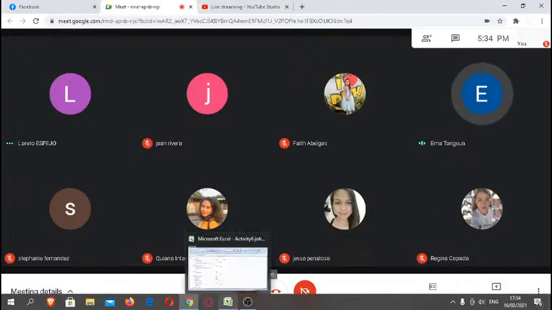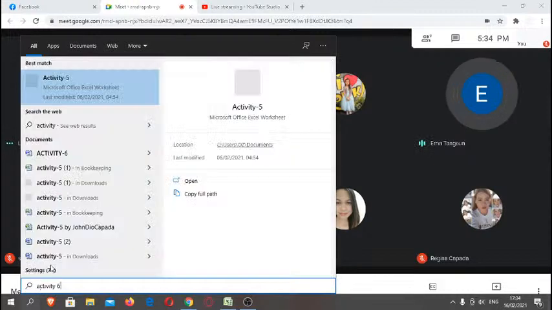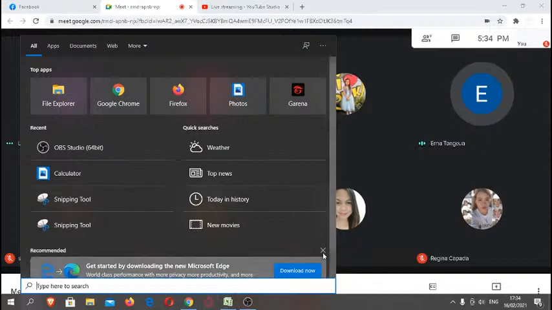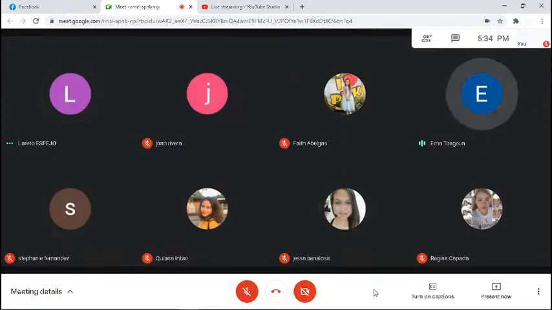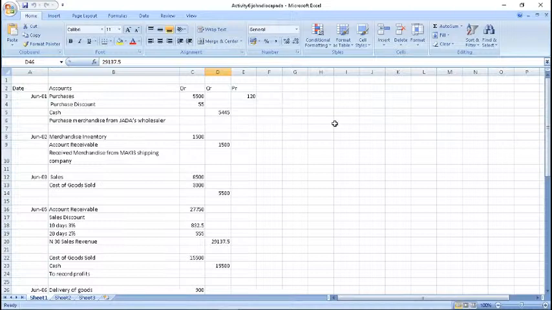Pasahin ko ba, sir? June 1, purchase merchandise from Jada's wholesaler for 5,500 under credit terms of 1/10, n/30 and FOB shipping point. So, my answer here is, sa purchases, debit purchases 5,500, credit accounts payable 5,500. So record purchase of merchandise to Jada's wholesaler.